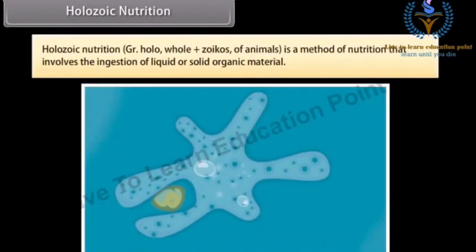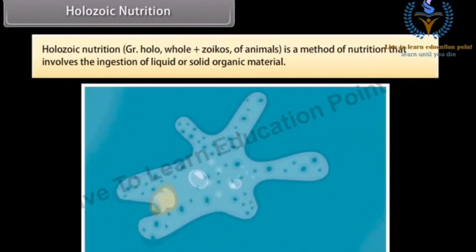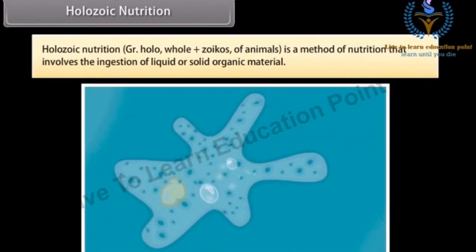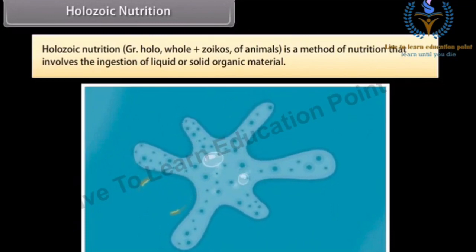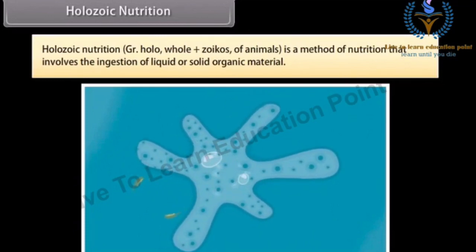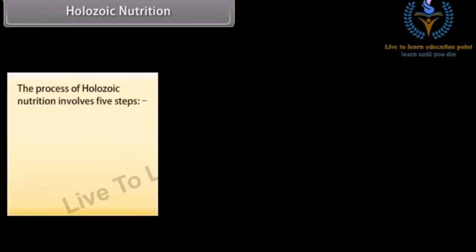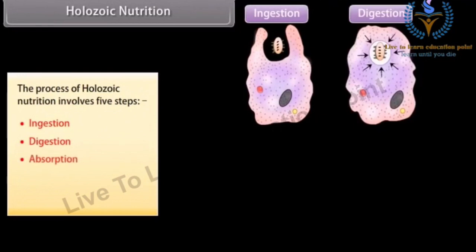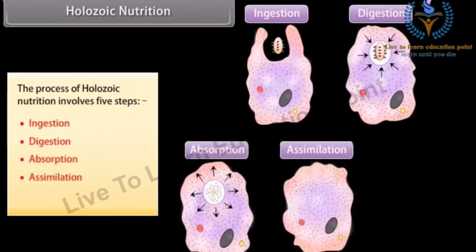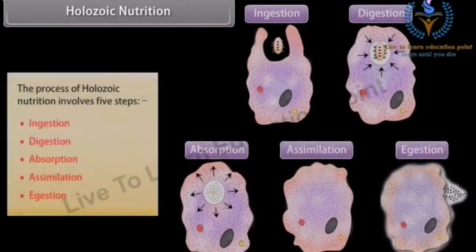Holozoic Nutrition. Holo means whole and zoikos means animals. It is a method of nutrition that involves the ingestion of liquid or solid organic material. The process of holozoic nutrition involves 5 steps: ingestion, digestion, absorption, assimilation, and egestion.